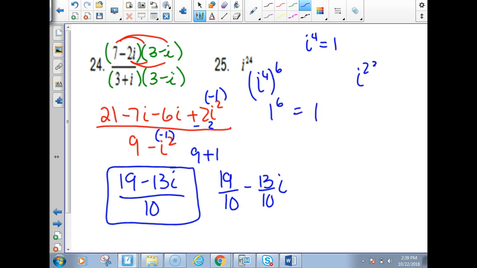Now, if it had been i to the 23rd, then we would have i to the 3rd left over, which is negative i. Good luck on your quiz tomorrow.